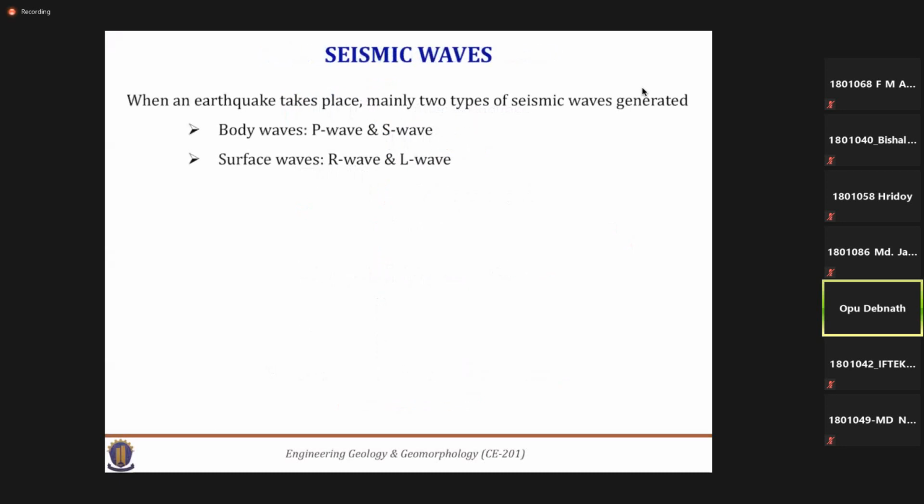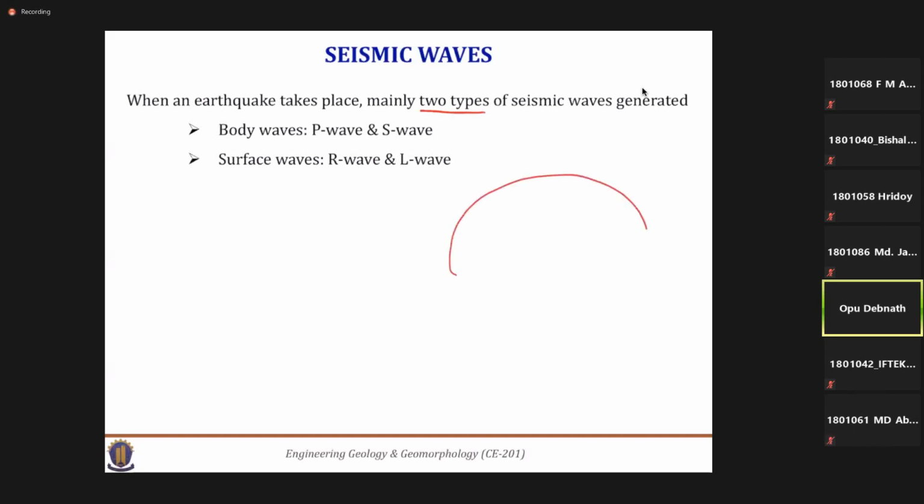And now, during an earthquake, different types of earthquake waves will be felt. Actually, the ground shaking will be felt due to the traveling of seismic waves. So when an earthquake takes place, mainly two types of seismic waves are generated: the first one is the body wave, and the second one is the surface wave. So what is body wave and what is surface wave?